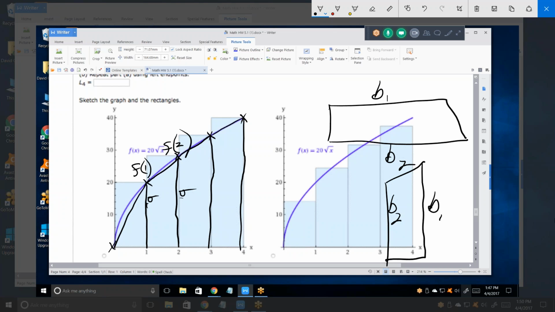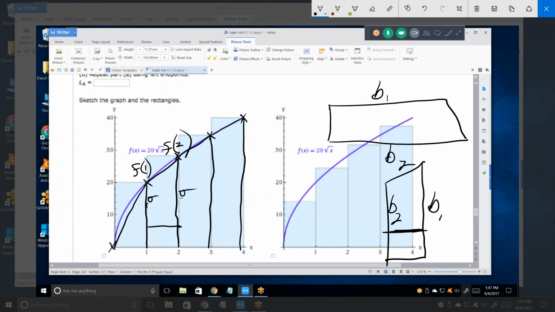And the height of the trapezoid is 1. In other words, it's the thickness. It's the distance between those right there. That's the height of each trapezoid. So we're going to add up all of these trapezoids, and we're going to be able to do it because we know B1 and B2 for each trapezoid.